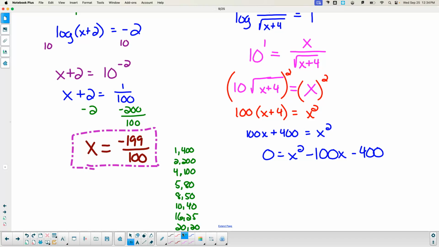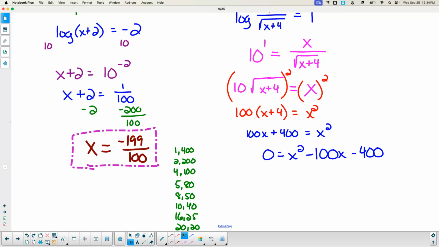Those numbers, do they have to add up to be 100 or subtract to be 100? They got to subtract to be 100 because it's negative 400 on it, right? Any of those subtract to be 100? No. What does that mean? It means it's not factorable, right?